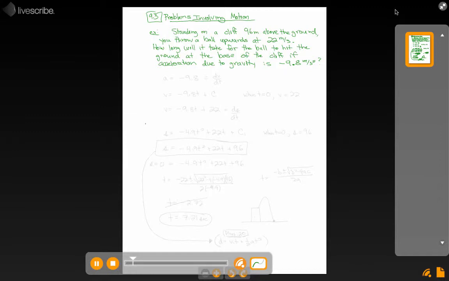Question is, how long will it take for the ball to hit the ground at the base of the cliff if gravity is negative 9.8 meters per second squared? You could put negative 9.81 meters per second squared, but the truth is we don't need our answer to that many decimal places anyway. This accuracy is plenty good enough. That's really the place where we start.